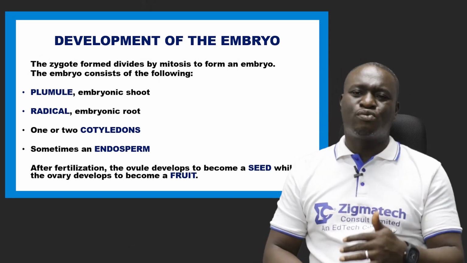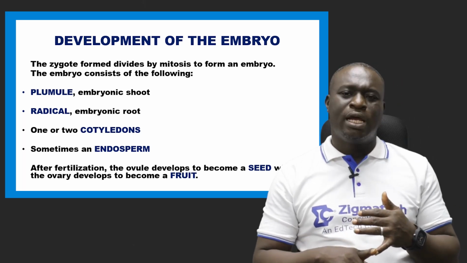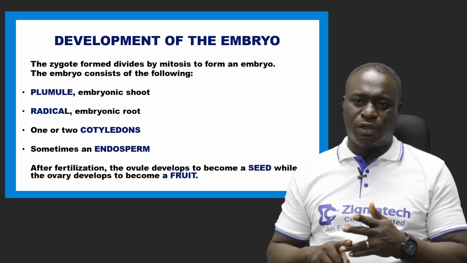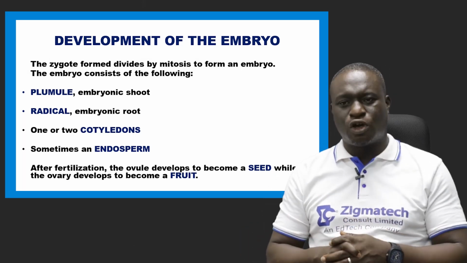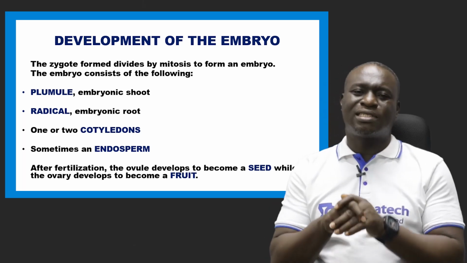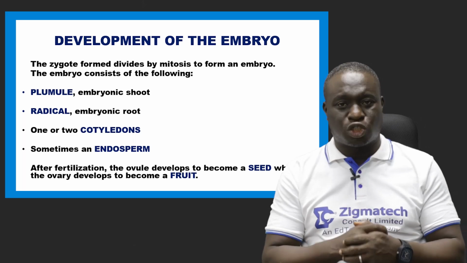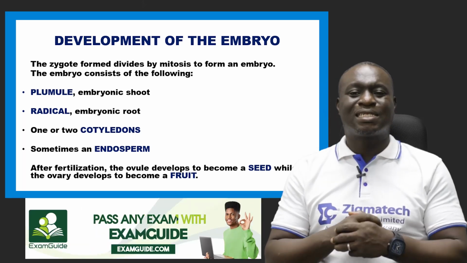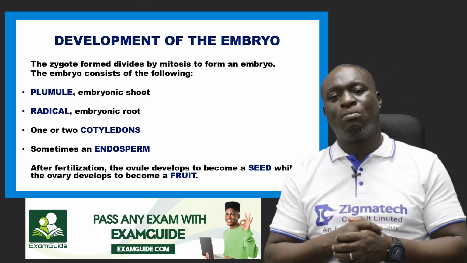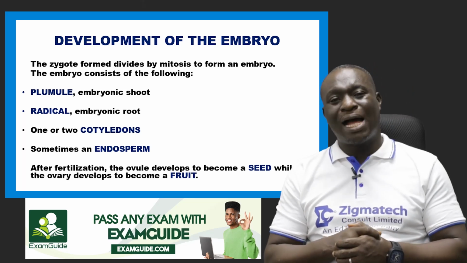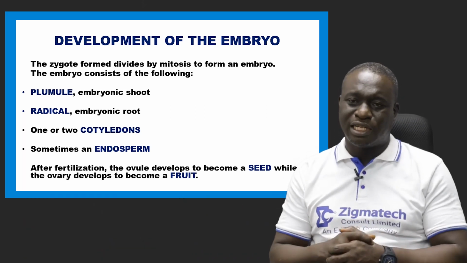Now, this embryo consists of what we call a plumule. It consists of a radicle. It consists of one or two cotyledons. Cotyledons are simply called seed leaves. And sometimes it contains an endosperm. If it is one cotyledon, you will see an endosperm. But if the embryo has two cotyledons, you won't see an endosperm. Please take note of that.